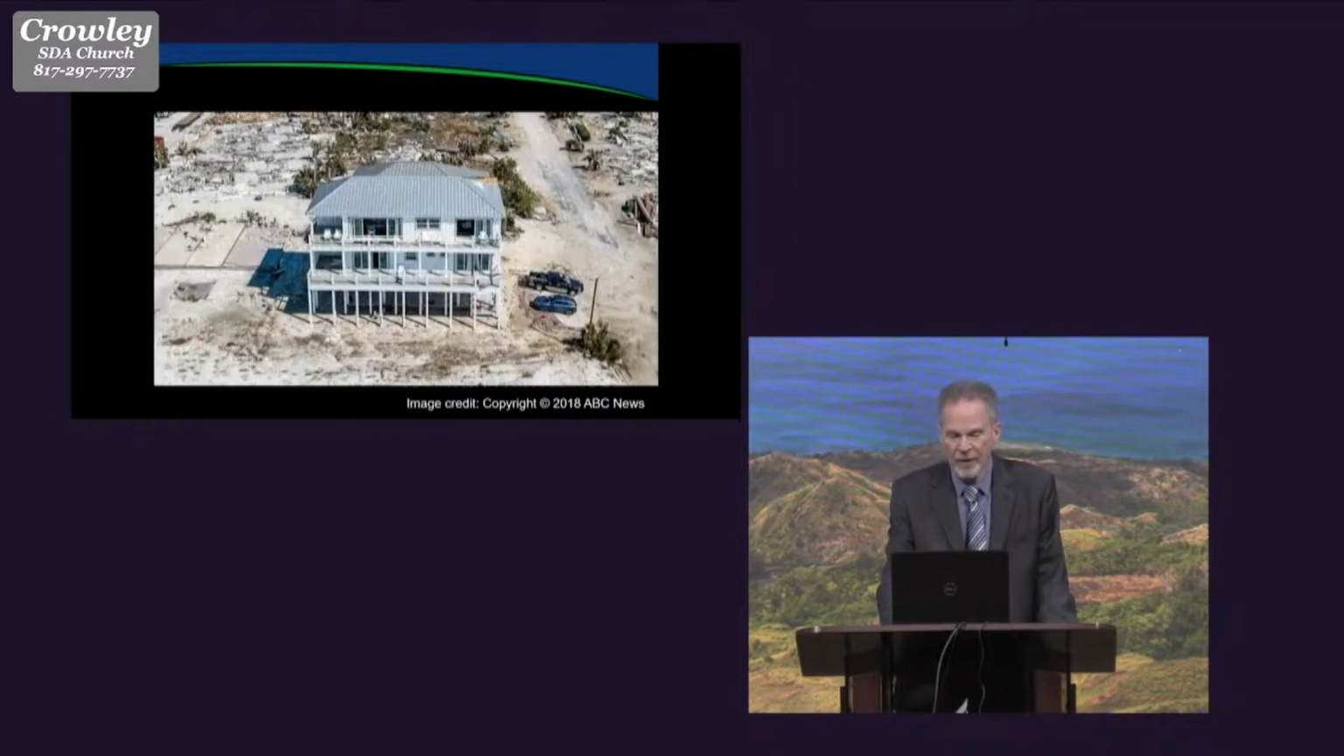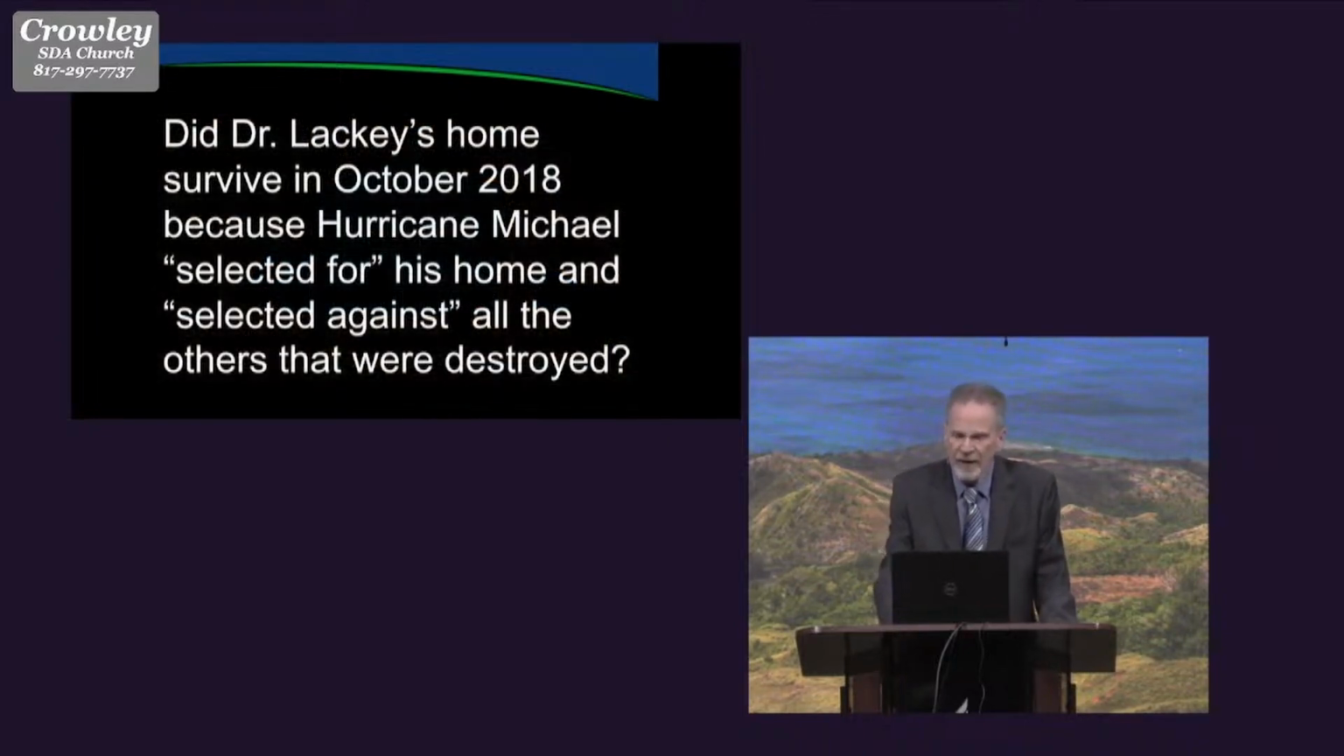Here is a picture of the home that survived the hurricane. Now, the home was owned by a Dr. LeBron Lackey. He designed or engineered the house to withstand winds of 250 miles an hour. Okay? He said, I want this home built to survive. So, let me ask you a hypothetical question. Did Dr. Lackey's home survive in October 18 because Hurricane Michael selected for his home and selected against all the others that were destroyed? Talking about natural selection, right? You say, well, that's really absurd, okay? Well, what enabled Dr. Lackey's home to survive was that it was engineered ahead of time to survive that kind of conditions.